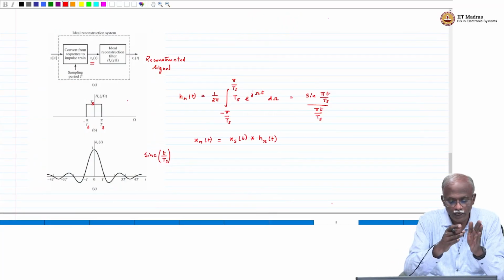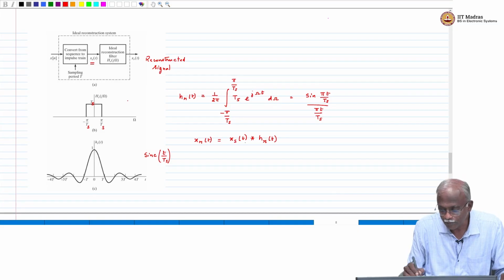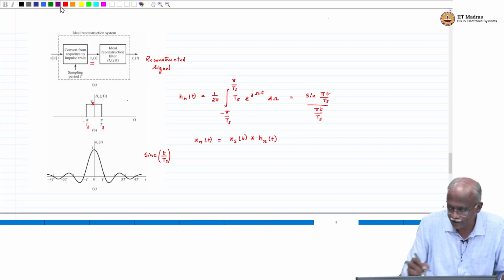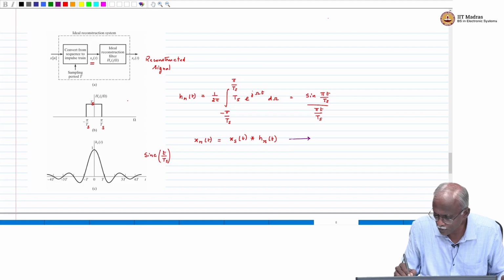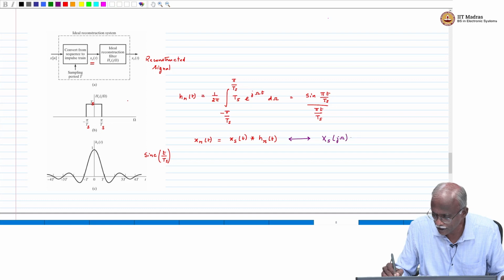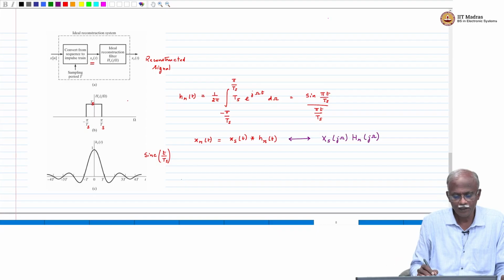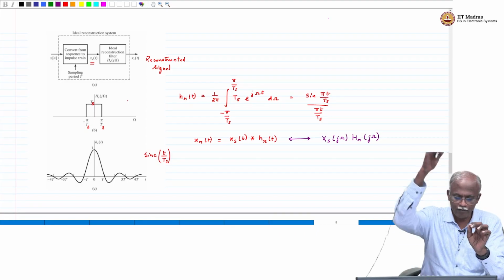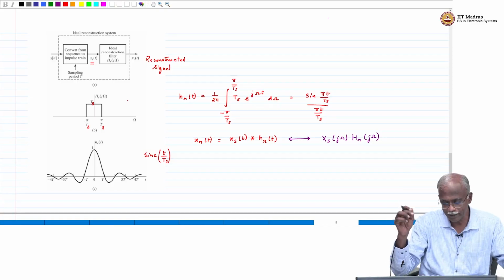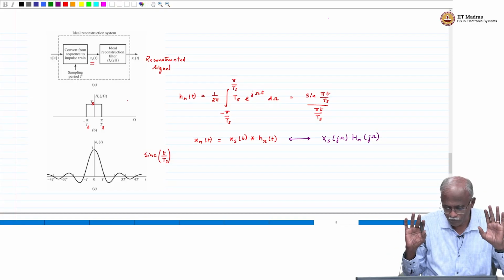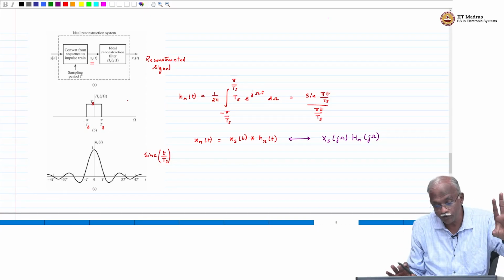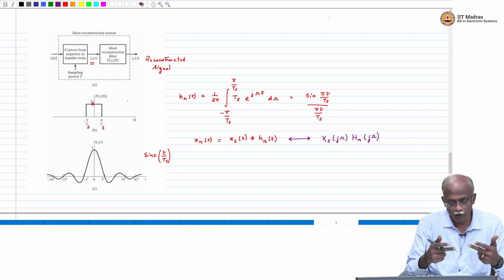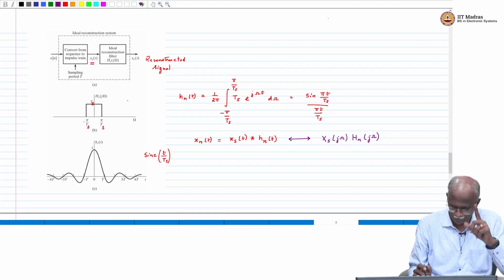So, when you look at it in the time domain, this will be the convolution. So, let us write that down. This corresponds to, in the frequency domain, Xs of j omega multiplied by HR of j omega. Okay. So, this is HR of j omega, which is a rectangular filter with a scale factor of Ts going from minus pi by Ts to pi by Ts. Okay. So, for the reconstruction process, we know what the filter should look like. We have also been able to obtain its impulse response.